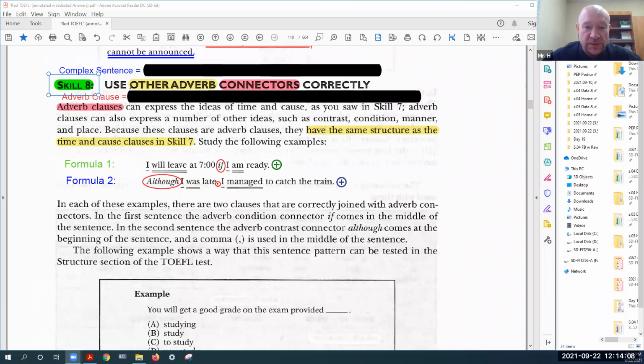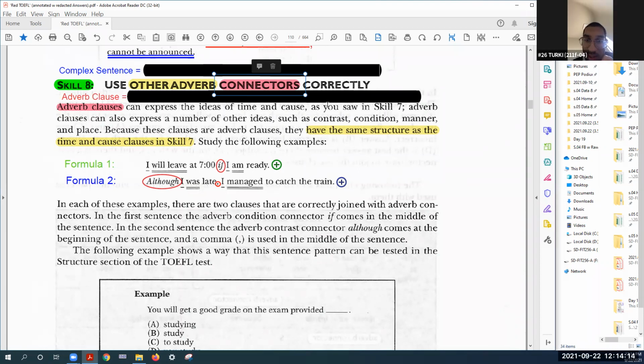Which skill is it? Oh, skill 8. What does it say? Use other adverb connectors. Correct. Yesterday, what did we study? Adverb connectors in skill 7. Now skill 8, we have more adverb connectors, okay?